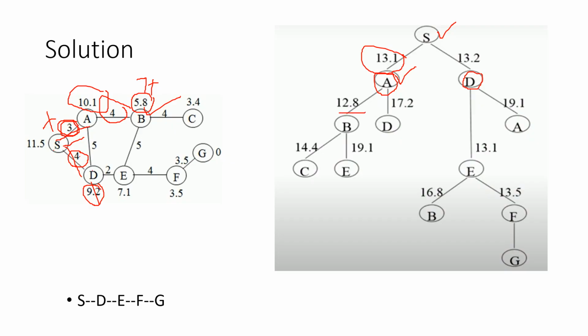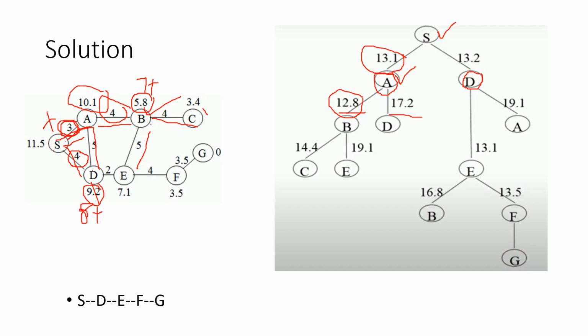Then if we are expanding D, from the starting node to A it is 3, then A to D it is 5. So 5 plus 3 is 8. Then 8 plus h of n, which is given as 9.2, so it will be 17.2. When we compare B and D, this is the lowest value, so we are expanding B. Then you can see A is one neighbor, C is another neighbor, E is another neighbor. A is already expanded, so we are expanding E and C.